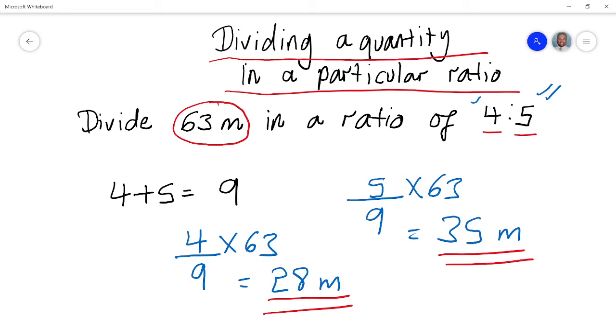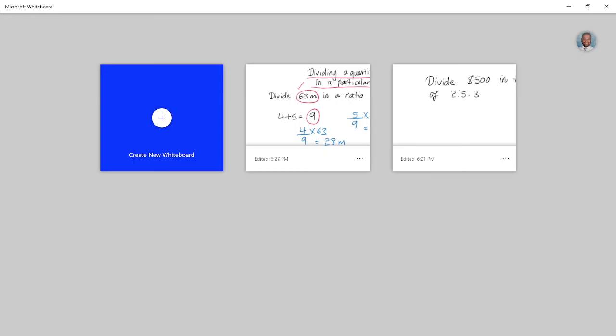So in that way, you can know if the additions work out, if the total amount is equal to what you're dividing with. All right, so the first thing you need to do is add the ratios, which is 4 plus 5, which is going to be 9. And then you're going to go 4/9 times 63, and then 5/9 times 63, and you add them together. All right, so that's how you divide a quantity in a particular ratio. Let's look at another question here.